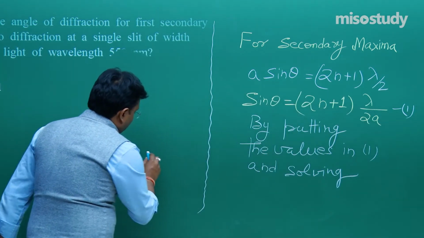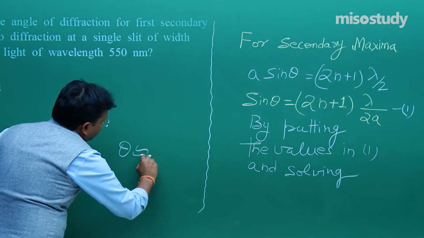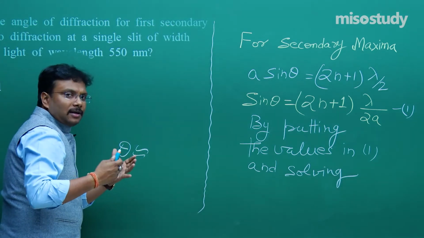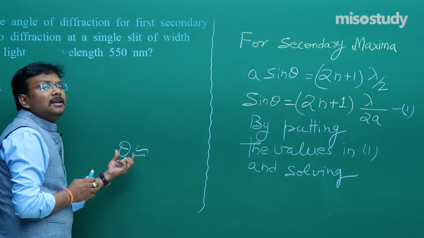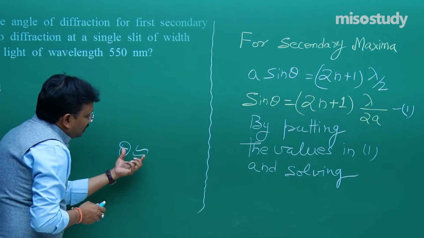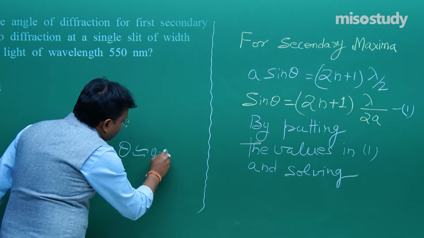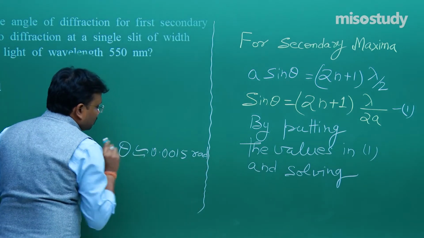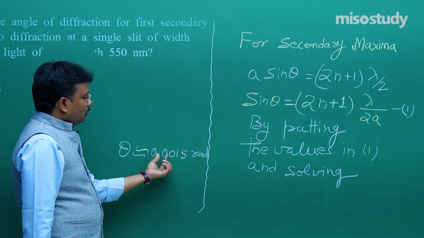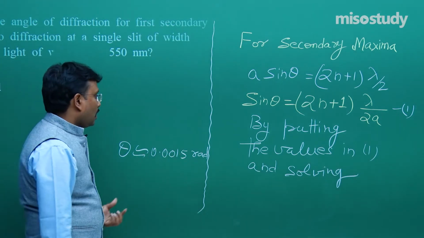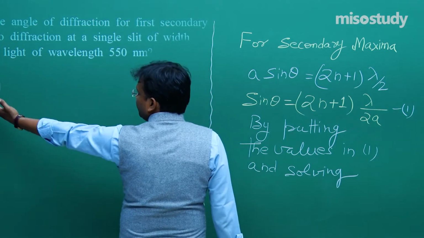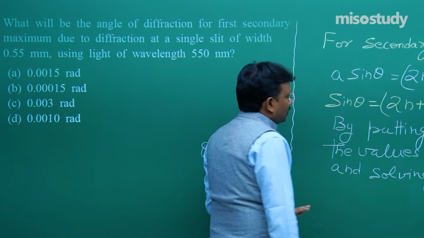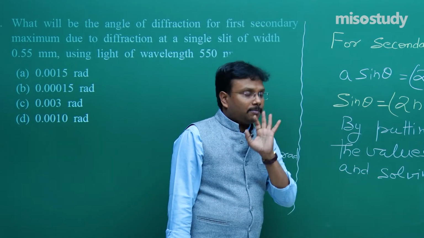theta is nearly, obviously students, if you are finding an angle, you cannot say that it is an exact value, so that's why I am saying nearly equal to. So theta is nearly equal to 0.0015 radian. This is your answer, and as per this, A is the correct answer, 0.0015 radian. Let me quickly summarize it.